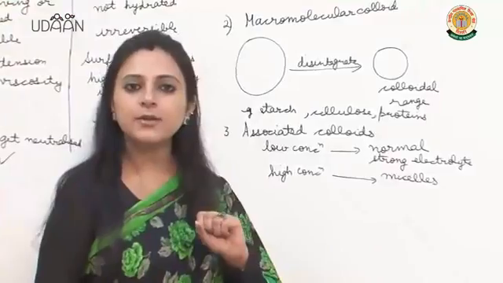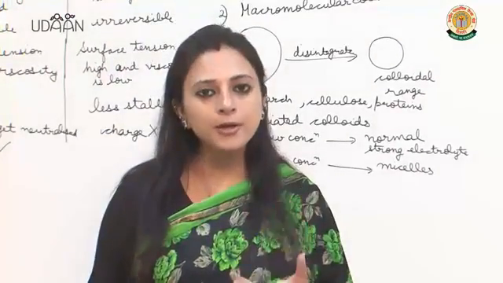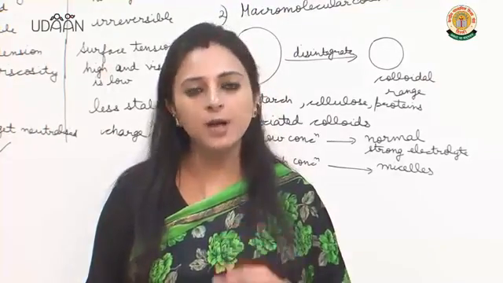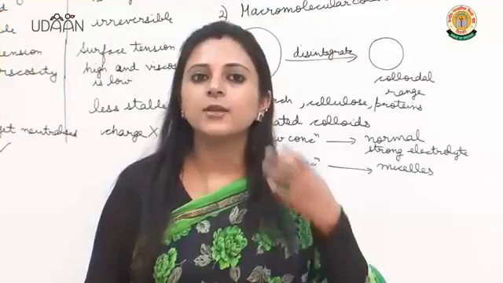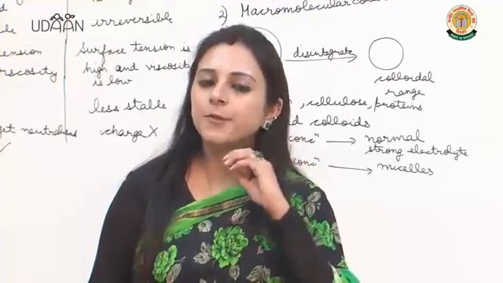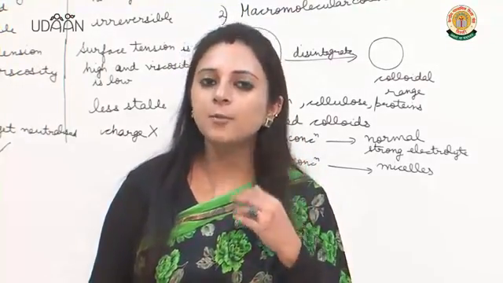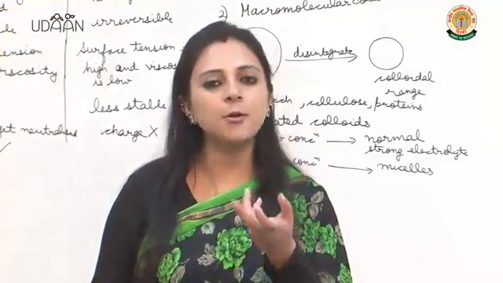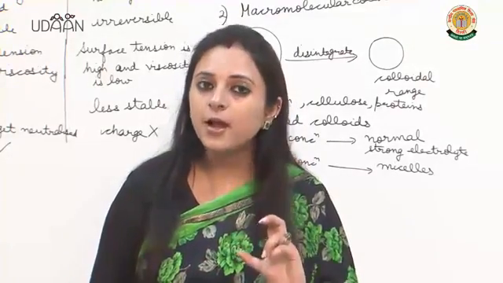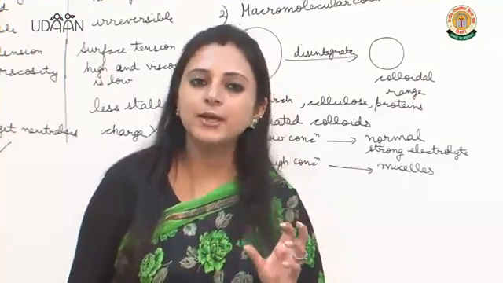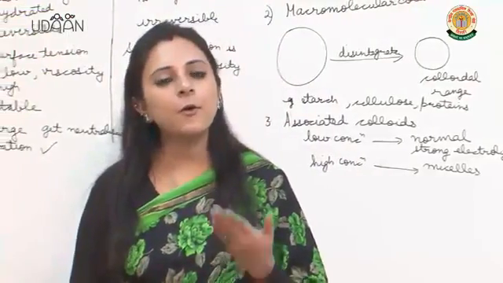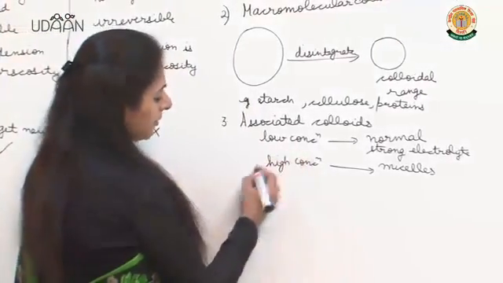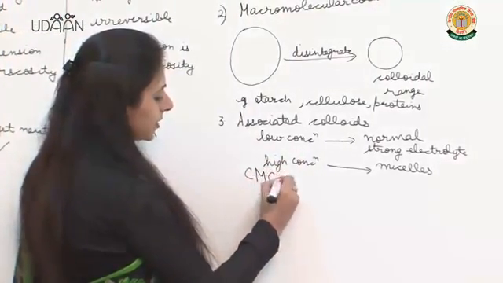Now we know that there is a polar part in the soap and there is a non-polar, hydrocarbon part. So what happens is the polar part faces towards water and the non-polar hydrocarbon part faces towards the grease or oil or dirt, and this is how a micelle is formed, and then removal of oil and dirt takes place. Now what is critical micelle concentration?